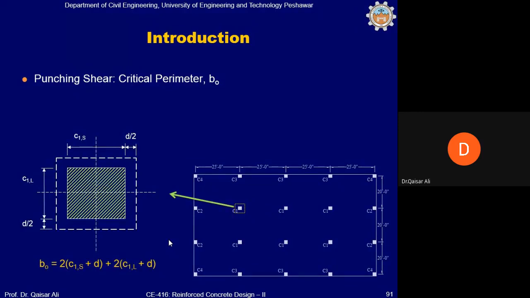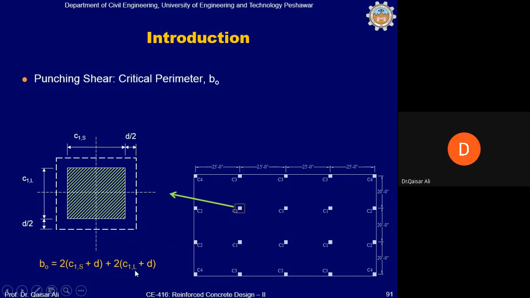And you know that while we were discussing the design of isolated column footing, there we discussed the punching shear problem, and we also discussed the critical shear parameter b naught. This critical shear parameter b naught is calculated from this dotted line parameter at a distance of d by 2 from the face of the column on all sides for this interior column. So b naught basically is equal to 2 into (C1S plus d) plus 2 into (C1L plus d).